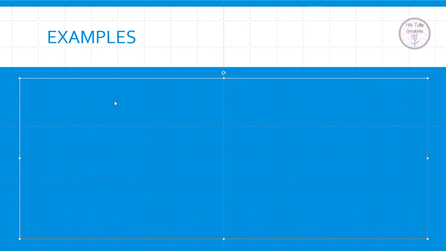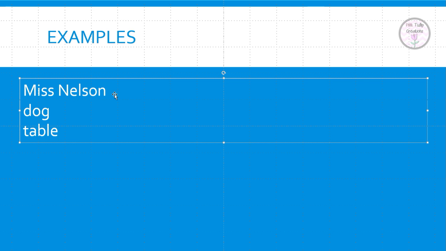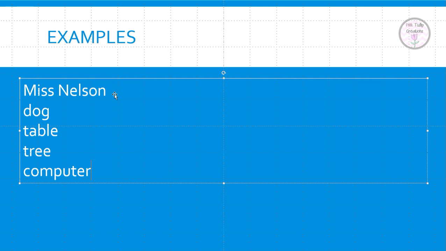So I can just use myself as an example. So Miss Nelson, and I'm actually a proper noun. So I get capital letters for my name, but I'm still a noun. Some more basic ones, things or objects, are a dog, okay? And that shouldn't have a capital letter because it's not a proper noun. Anything else you can see around you in your classroom, you might have been able to see a table. That's easy, that one. Tree, outside. You might have thought even computer. That's what I'm typing on right now.